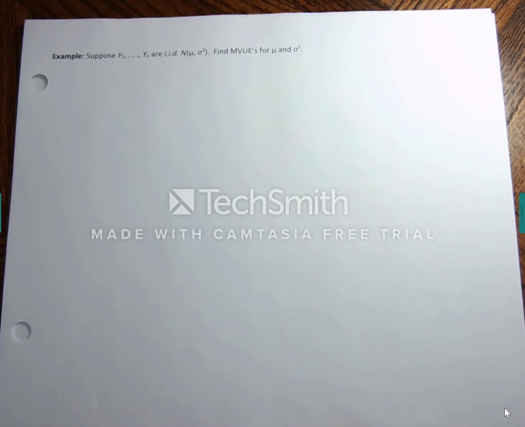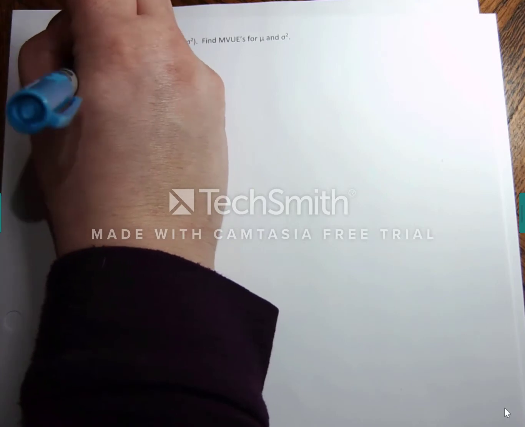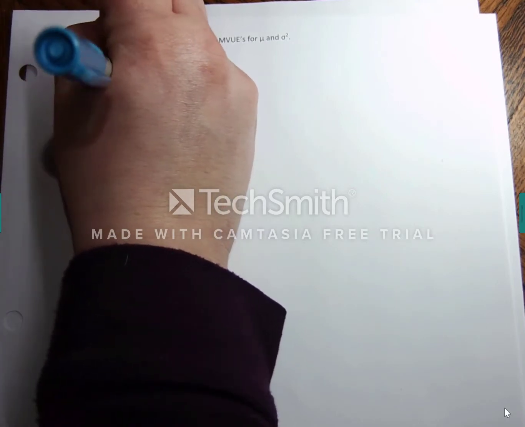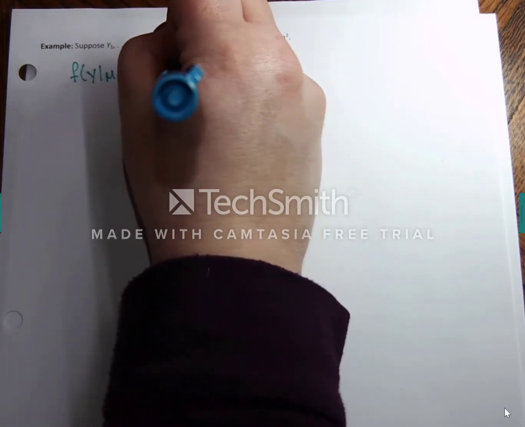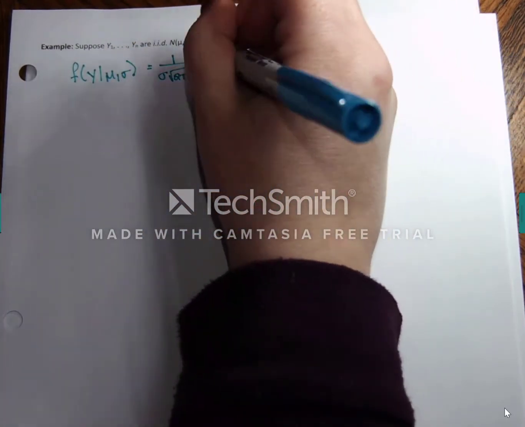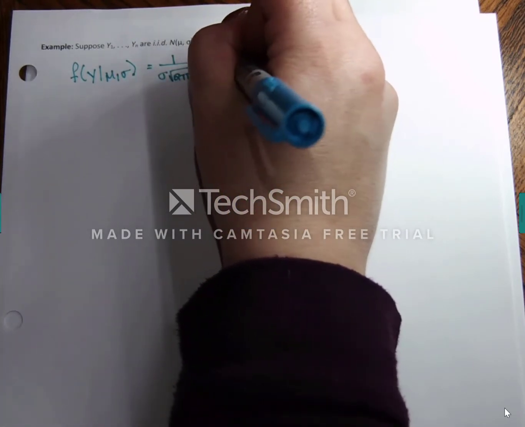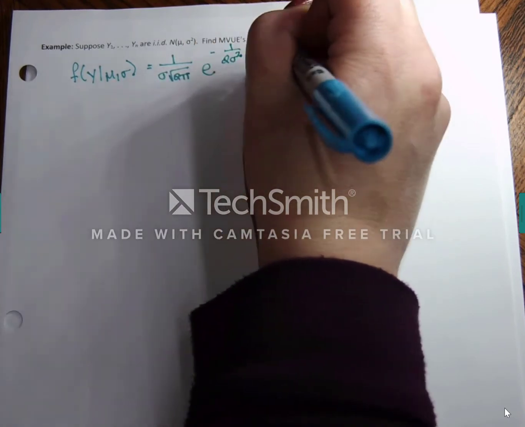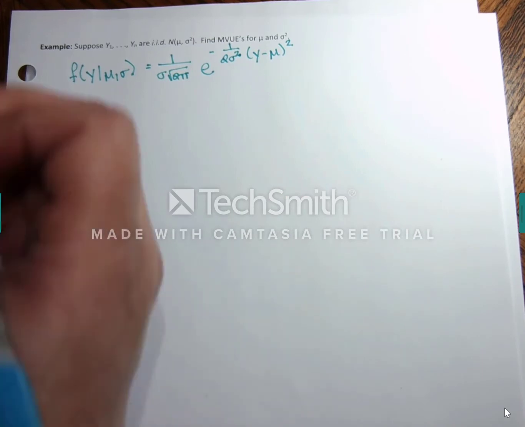This one says, suppose that y1 through yn are IID normal mu sigma squared. We're going to find MVUEs for both mu and sigma squared. All right, so notice that f of y given mu sigma is equal to 1 over sigma times the square root of 2 pi, e to the negative 1 over 2 sigma squared, y minus mu squared. So therefore we need to get the likelihood function.